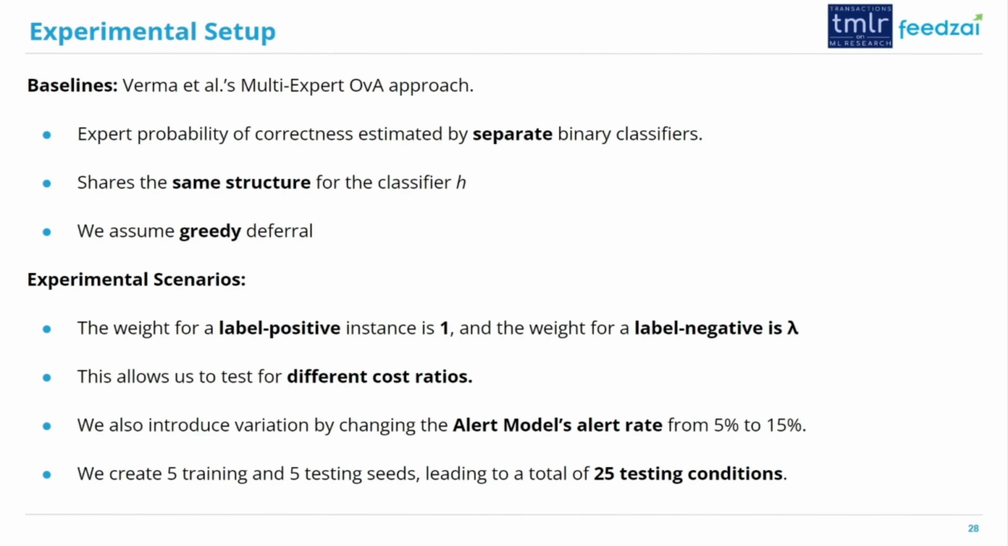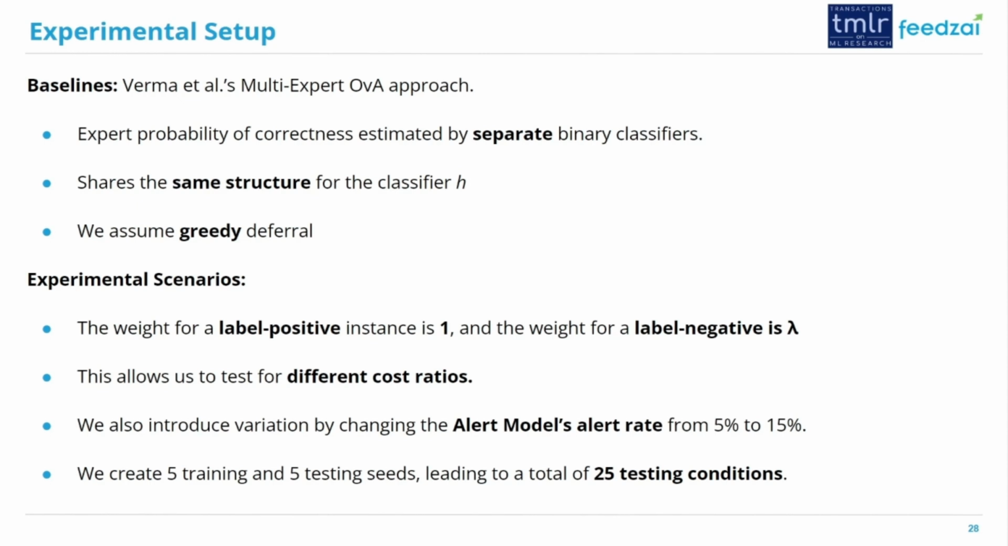To do so, we have to estimate the expert's probability of correctness by separating the binary classifiers. However, the classifier H will share the same structure as our method. We will also assume greedy deferral, as the one versus all approach was created only to produce optimal pointwise solutions. So, if an expert chosen by the one versus all assigner has his capacity exhausted, the system will defer to the second best expert.